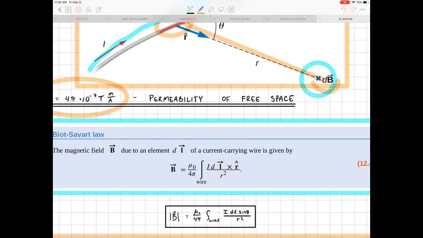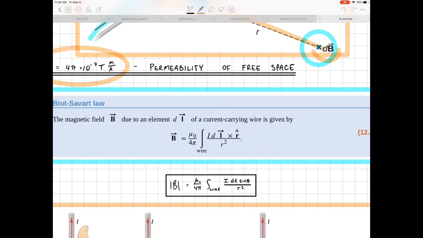Now, this is a vector quantity, so you get the direction from the right-hand rule. The magnitude you get from the definition of the cross product. So the cross product dl cross r hat is just equal to dl times the sine of theta, because the magnitude of the unit r vector is just 1. And so this is the magnitude that you get for Biot-Savart. And of course, you would need to complete that integral to actually get an expression for the magnitude.